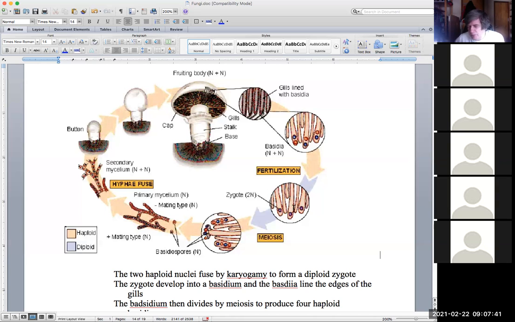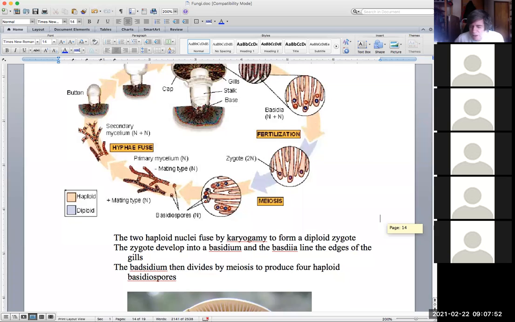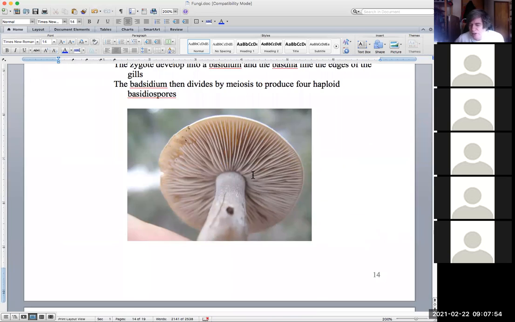Now, notice when you look above ground, you see some haploid cells, you see some heterokaryotic cells, you see some diploid cells. So you see all sorts of cells when you look at the body above ground. That's part of the mushroom that we normally see. So let's look at some pictures of a mushroom.